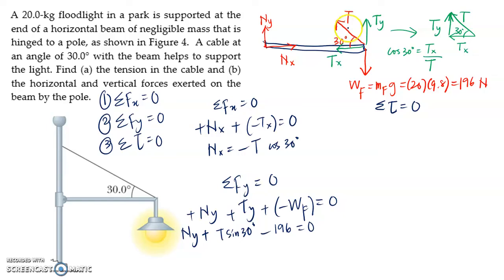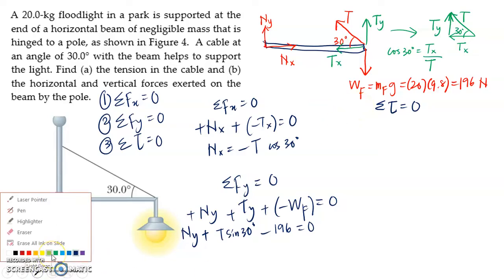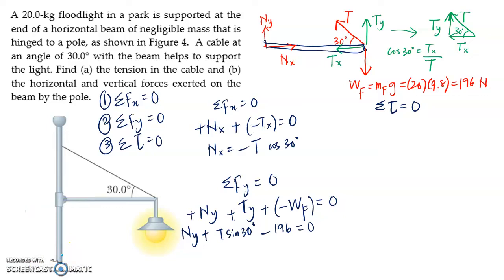Moving on, in this case, we have to decide on which point we are going to put the axis of rotation. A tip here: the axis of rotation should be placed where we have the most unknowns. In this case, we're going to put it at the left end of the beam, and rightfully so, because according to the question here, the horizontal beam is hinged to a pole. So this is our hinge or our axis of rotation.